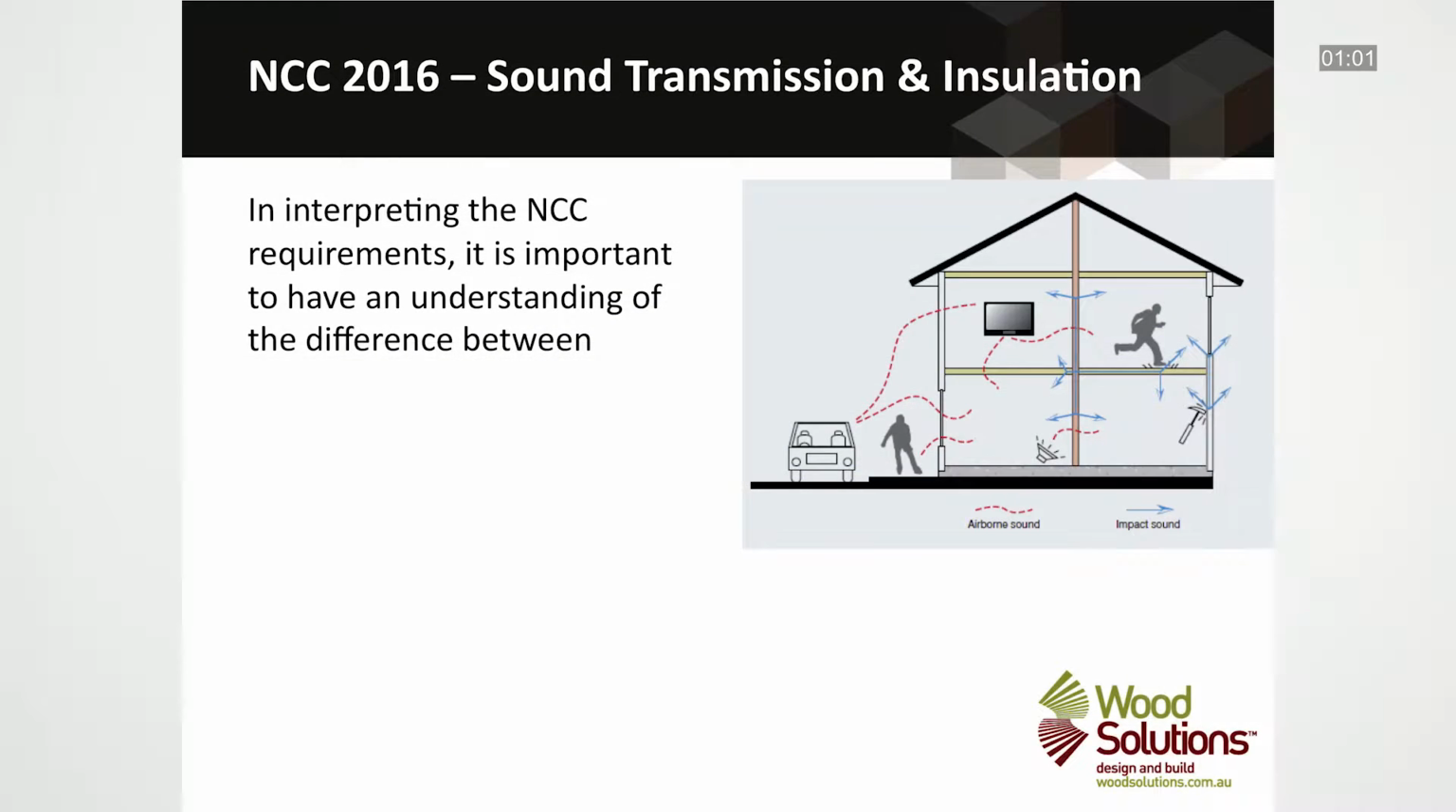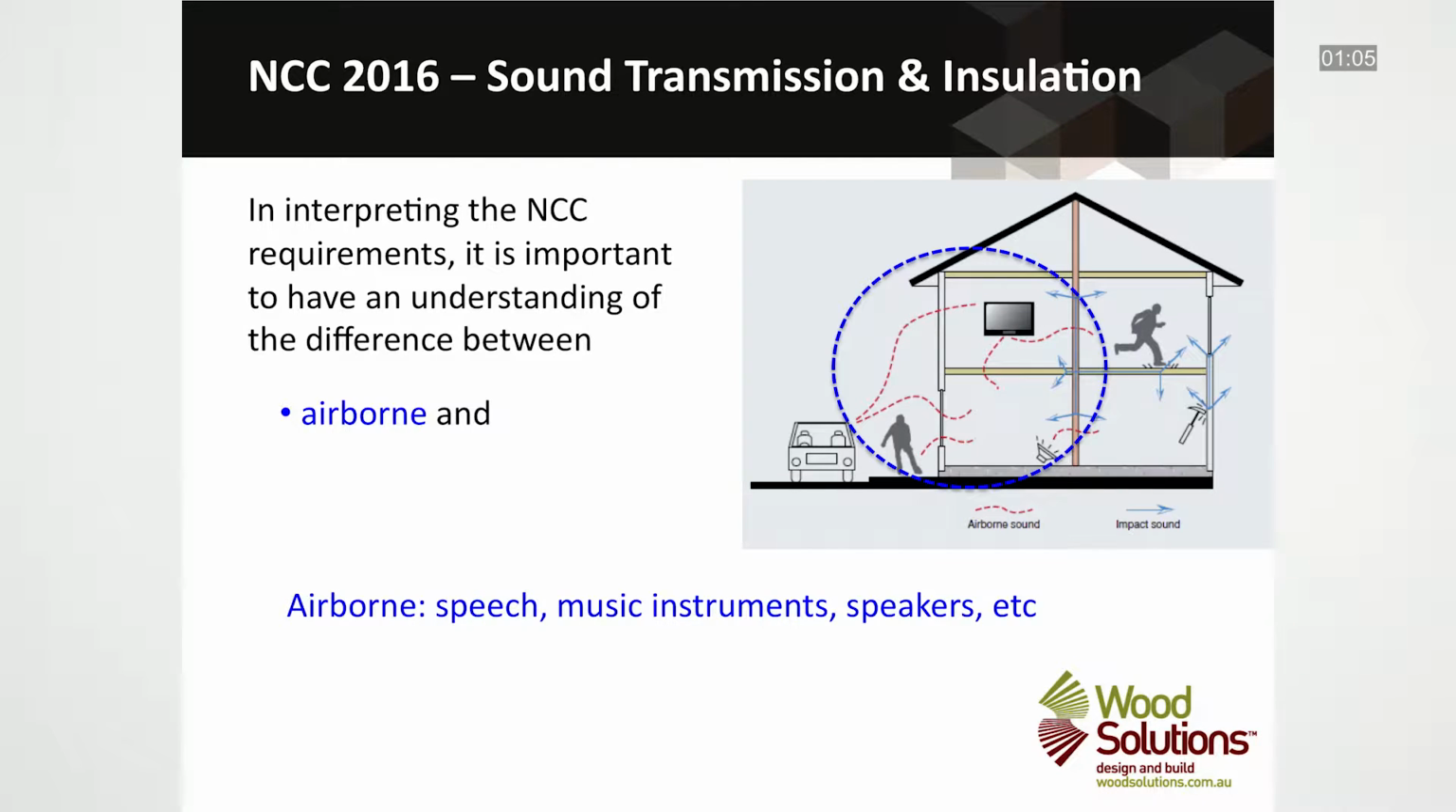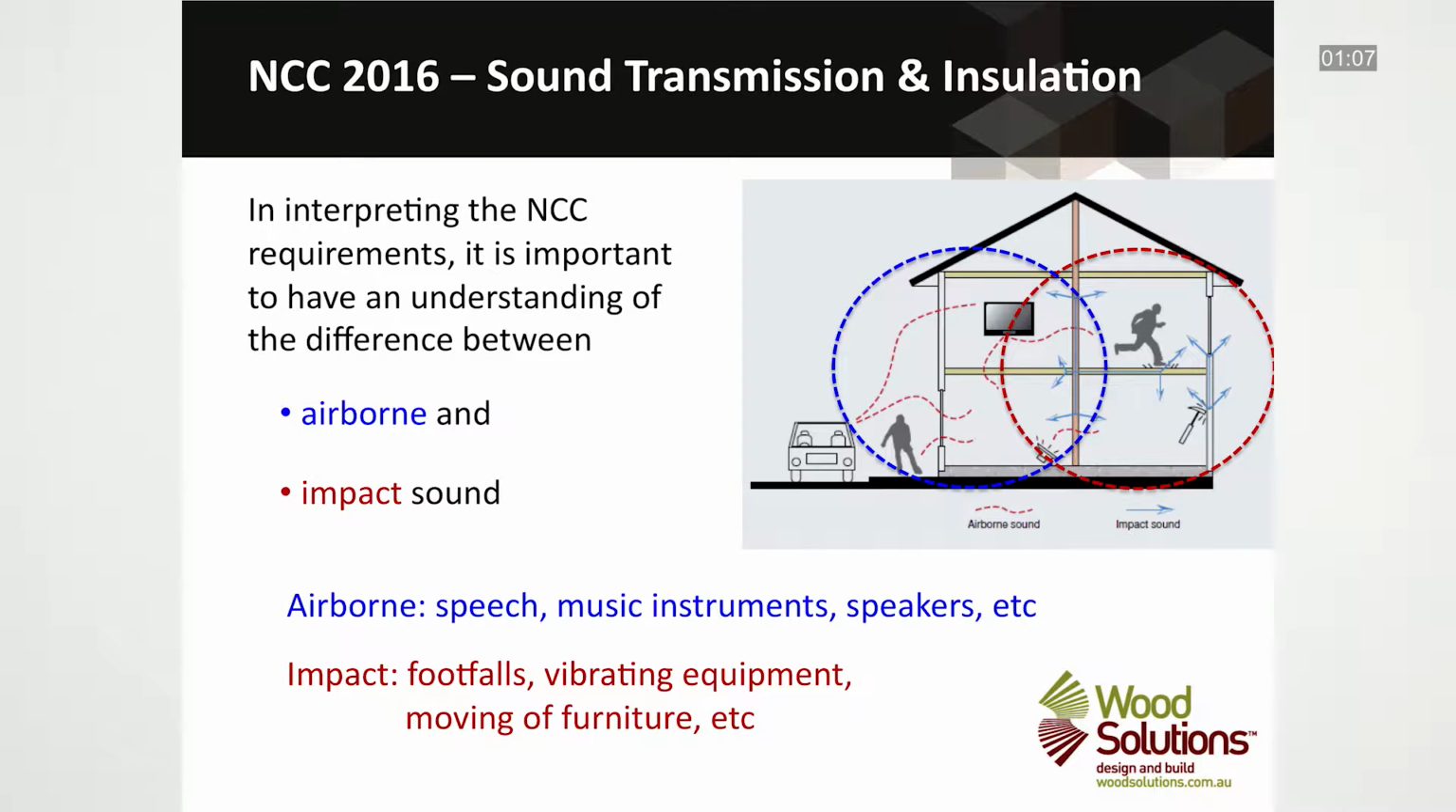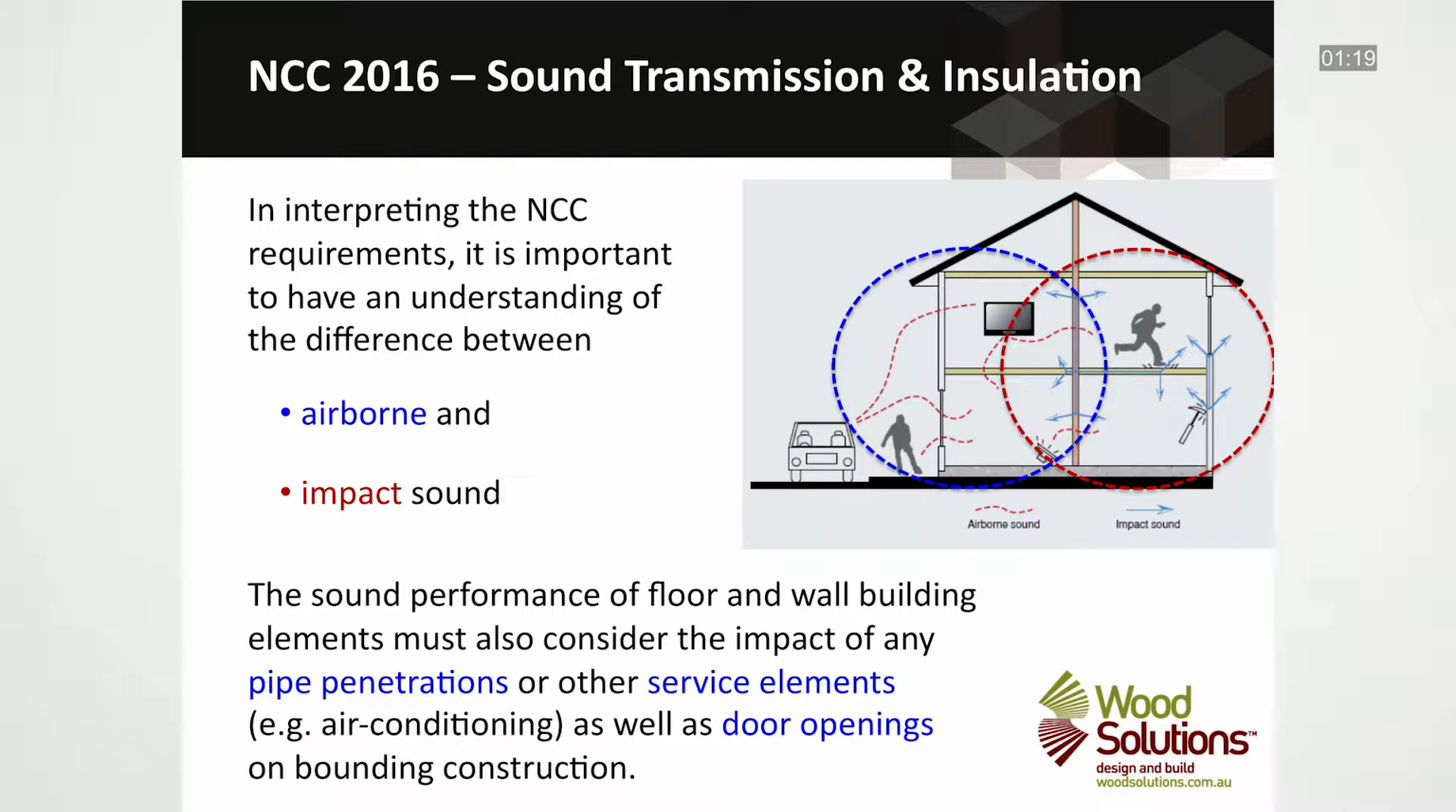In interpreting the NCC requirements, it is important to have an understanding of the difference between airborne sound and impact sound. Airborne sound, by example, includes speech, musical instruments, speakers, and etc. Impact sound includes footfalls, vibrating equipment, and the moving of furniture. The sound performance of the floor and wall building elements must also consider the impact of any pipe penetrations or other surface elements such as air conditioning, as well as door openings on the bounding construction.